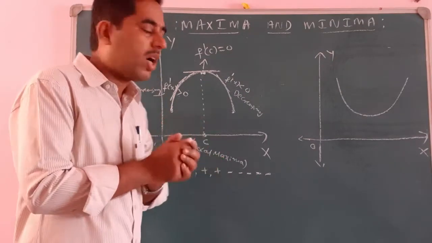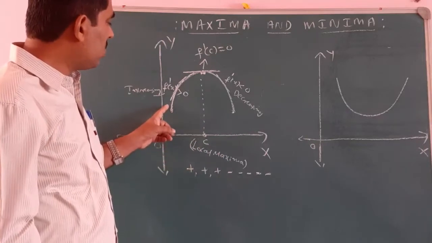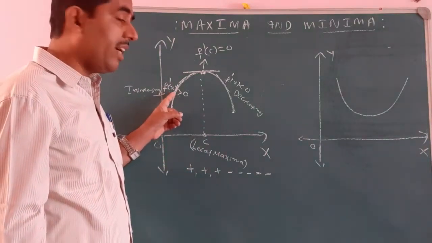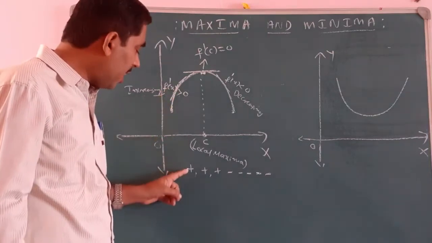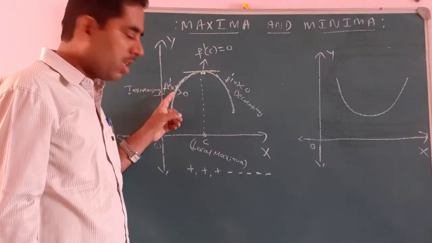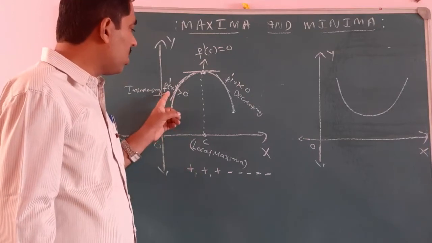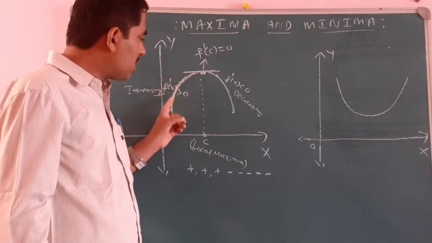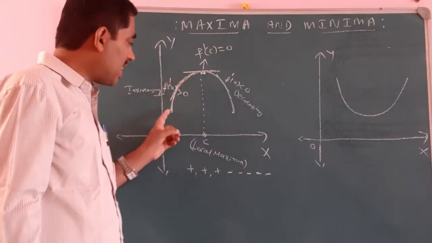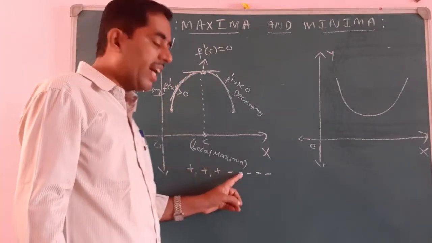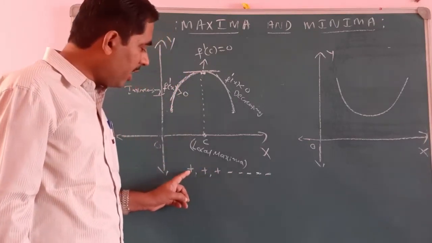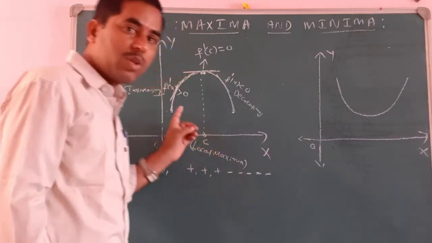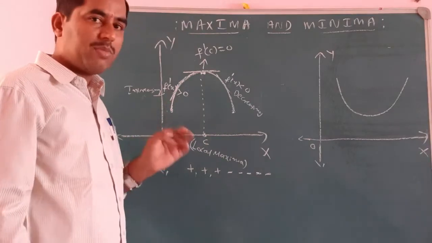So what does local maximum mean? Look at the sign of the derivative, f dash x. It starts from positive and goes to negative. The sign of the derivative changes from positive to negative. Observe this first graph, what I am saying.